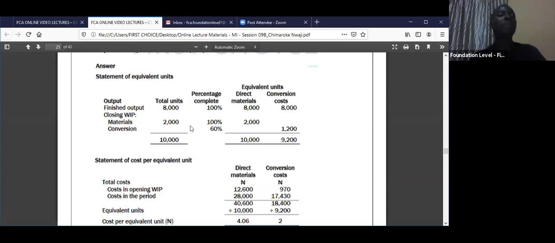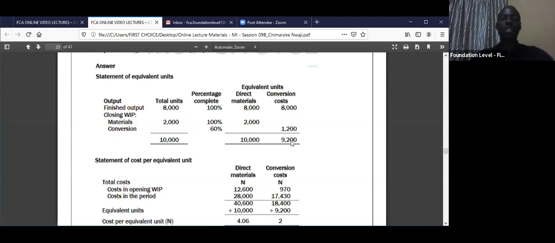60% multiplied by 2,000 will give you 1,200. So you see, when you add these two, you are still getting your 10,000 units. That is the total input for material, because material is 100% complete. But when you are looking at conversion, because it is just 60%, the equivalent unit is like saying 9,200 complete for labor.